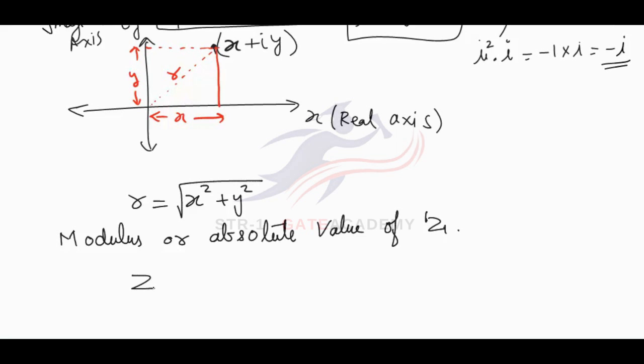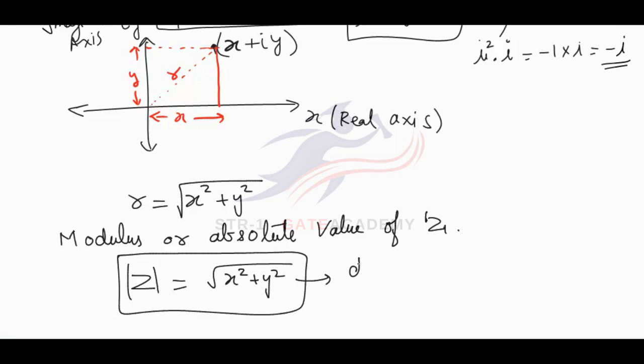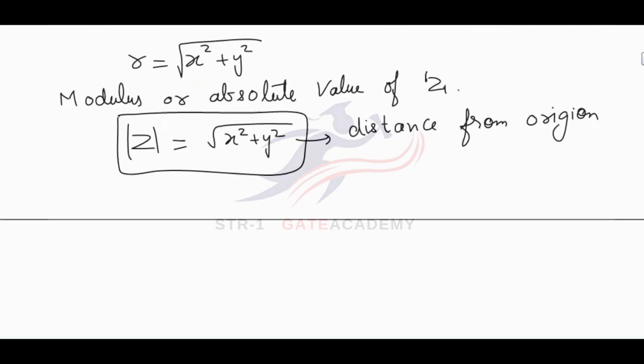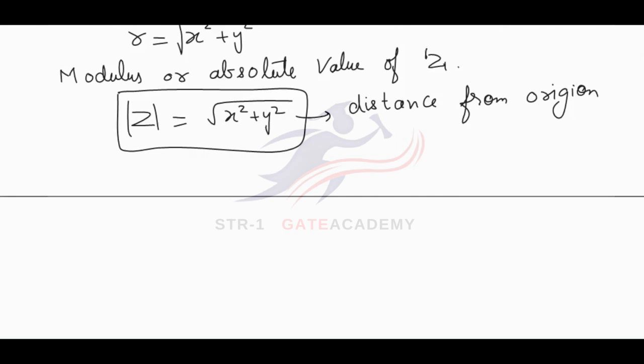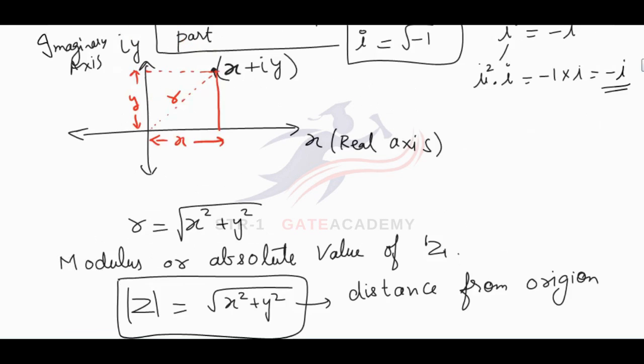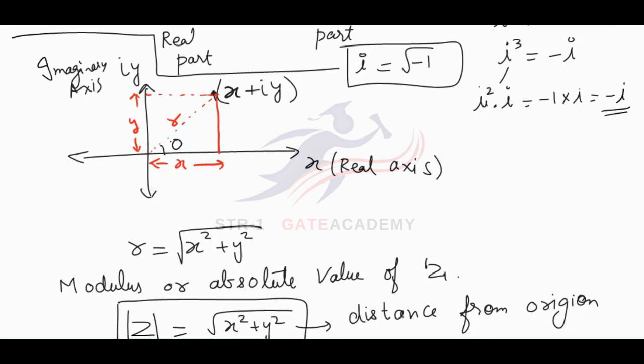You can say z modulus is under root of x square plus y square. It is nothing but the distance from the origin. Clear? The next thing we need to understand is the argument of z, represented normally by theta.